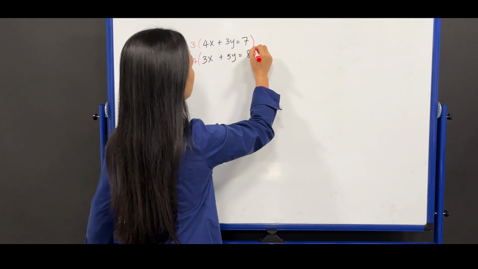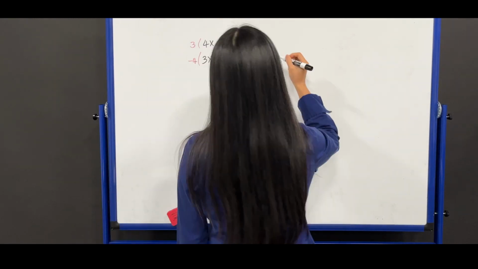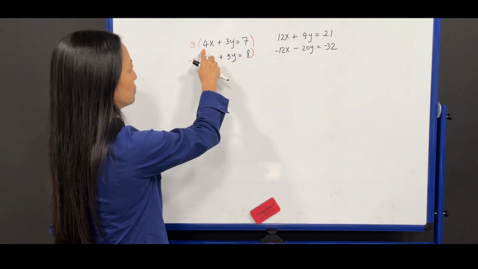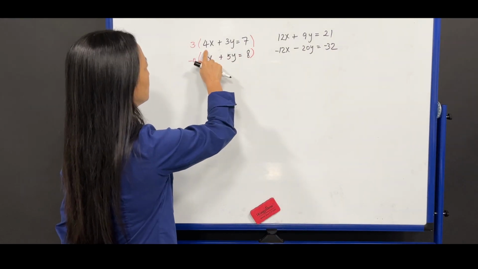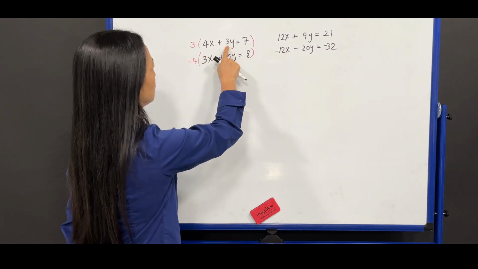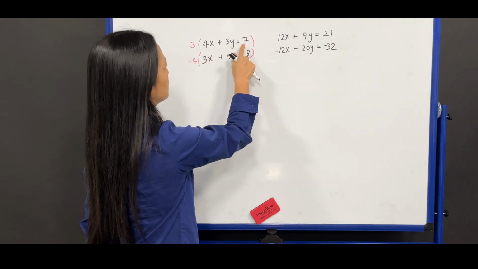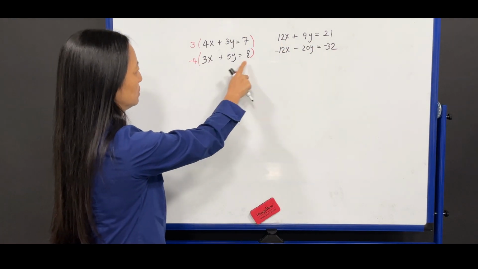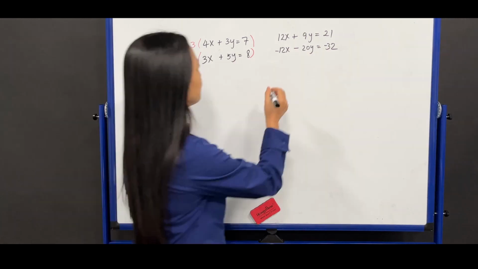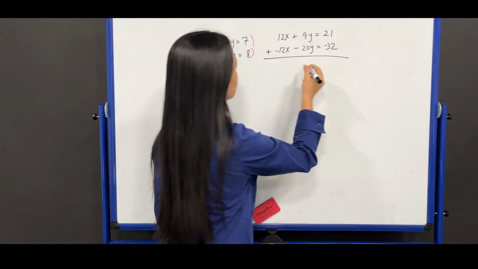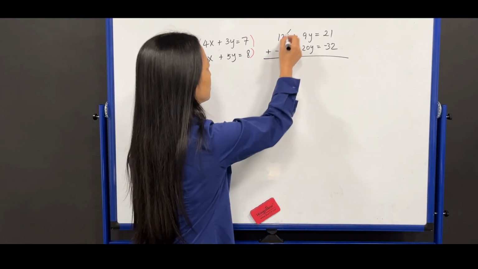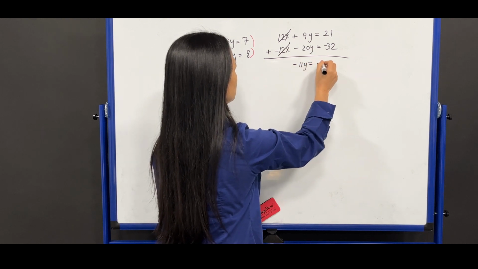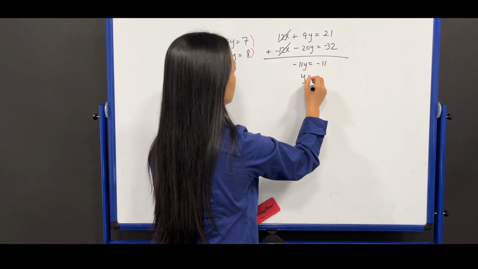Let's multiply this. I distributed 3 to all the terms of the equation. 3 times 4x is 12x, 3 times 3y is 9y, and 3 times 7 is 21. And multiply by negative 4 to each of the terms, and this is what we get. The 12x and negative 12x are going to cancel, and we're going to get negative 11y is equal to negative 11. So we get y is equal to 1.